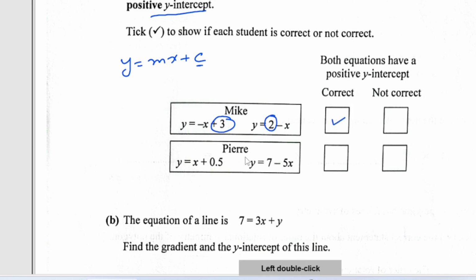Now the next one for him is also correct: this is c which is positive, this is c which is positive. As you can see, they have just written it in another form, where x is written as the second term just to confuse you, so be careful.